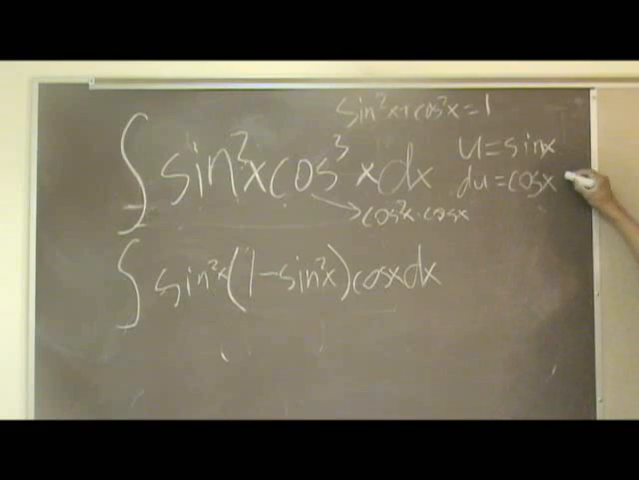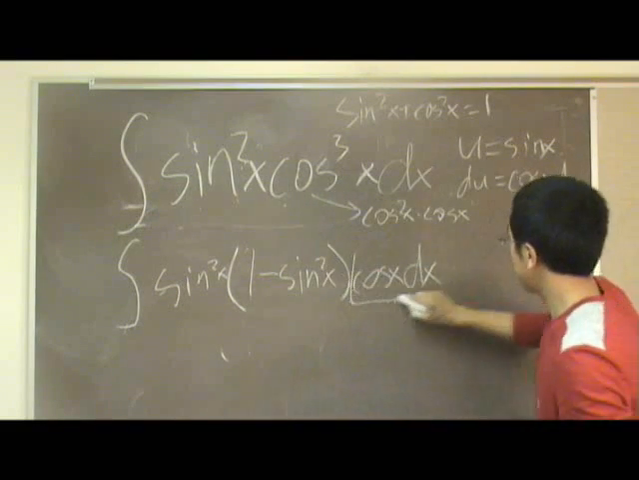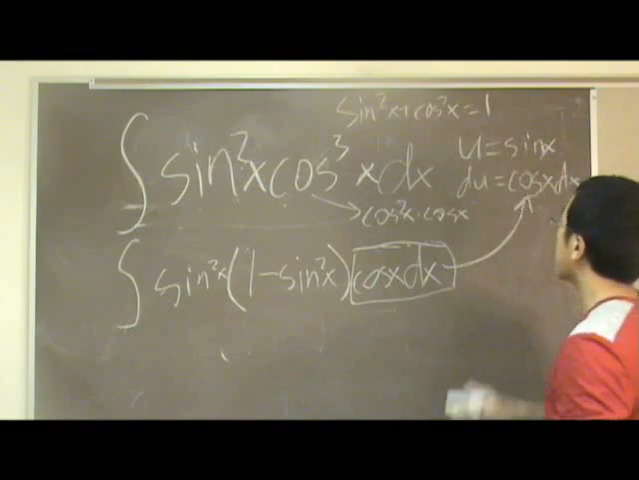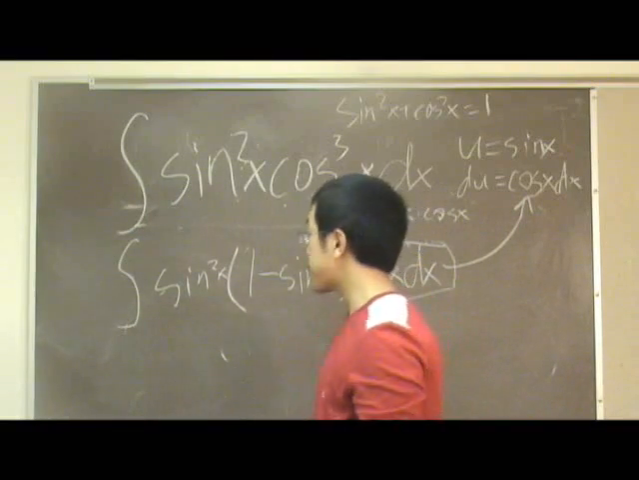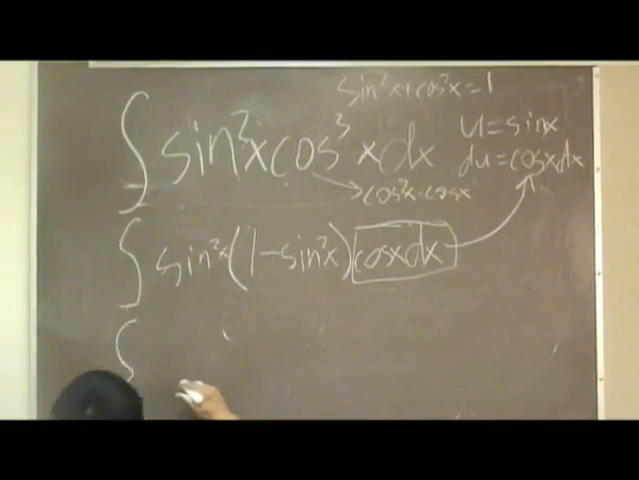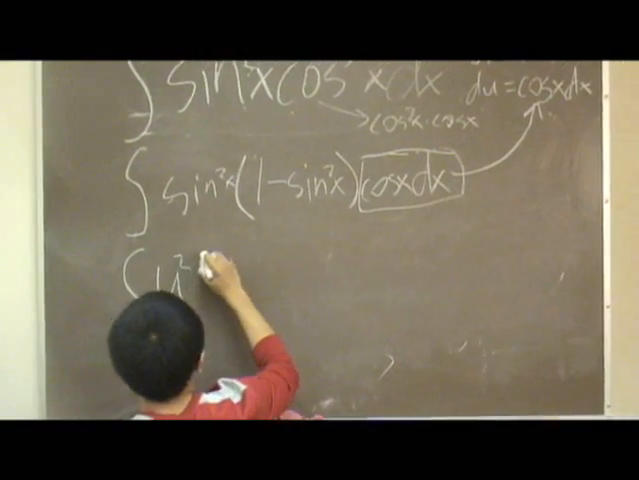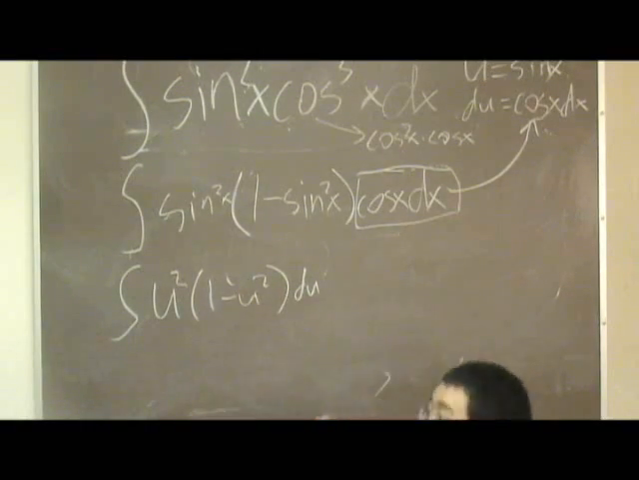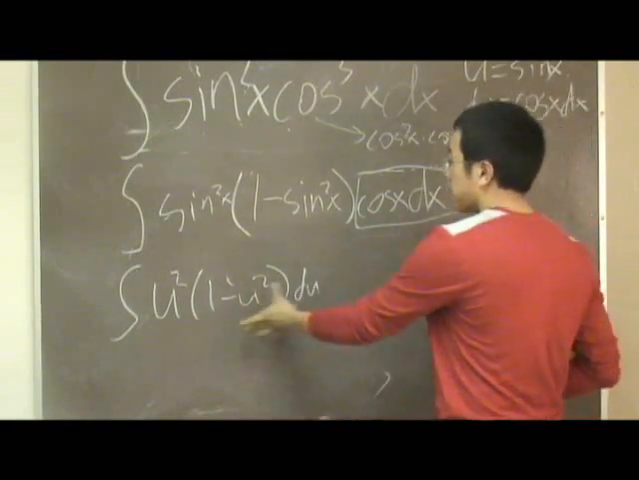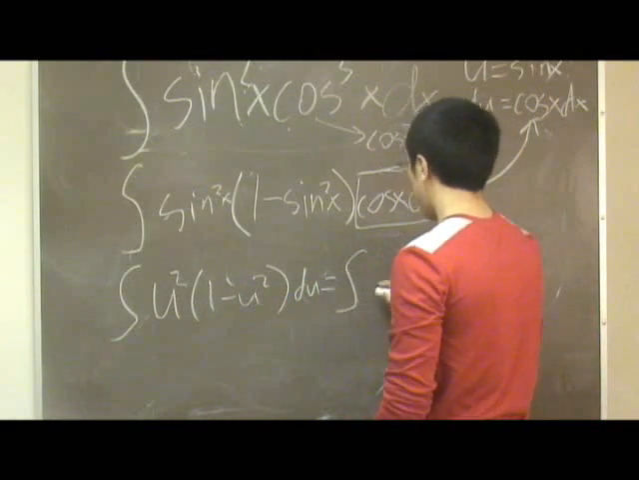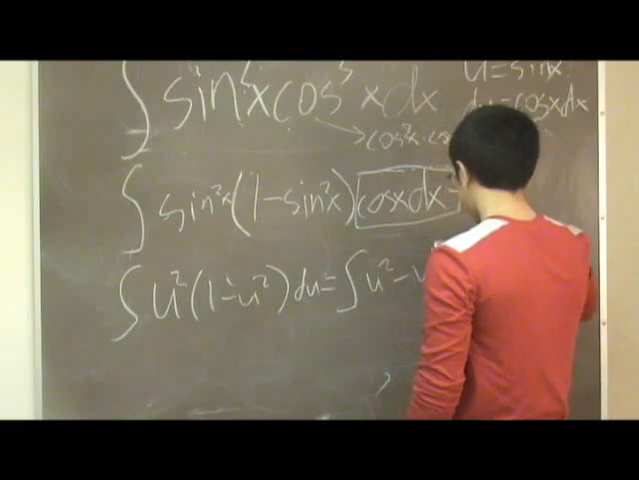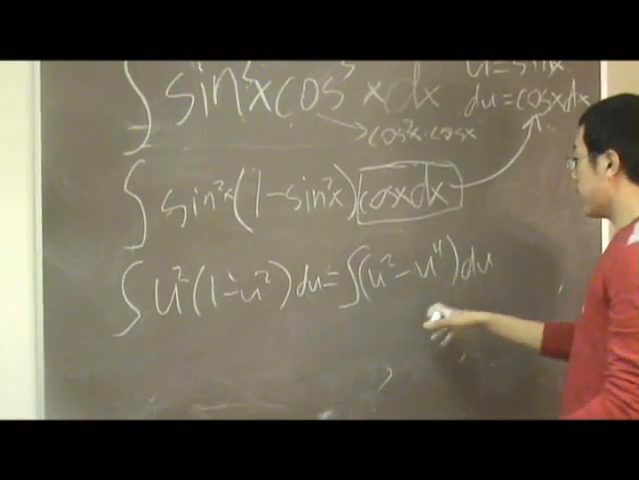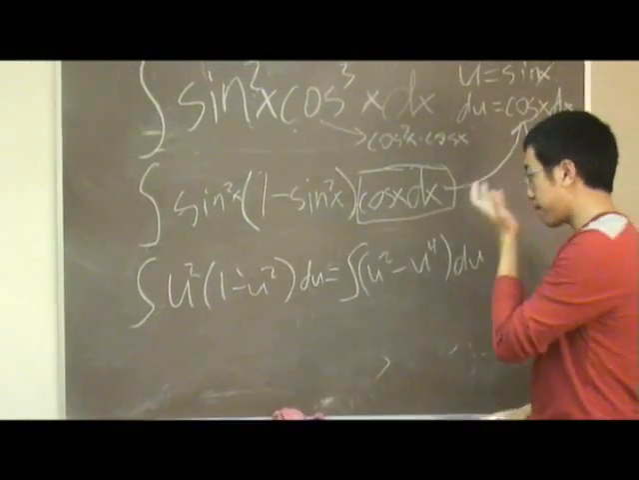Since du equals cosine of x dx, this becomes du. Okay? And u is sine of x. So, rewriting this integral with the u substitution in, you would get u squared times 1 minus u squared du. Okay? So, knowing that, you can distribute this out to equal the integral of u squared minus u to the fourth du. Then, since this is merely an integral regarding powers, it's very easy to integrate.